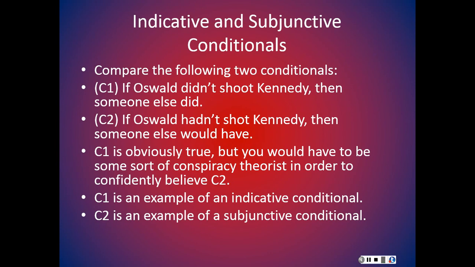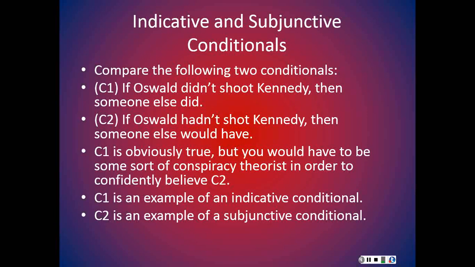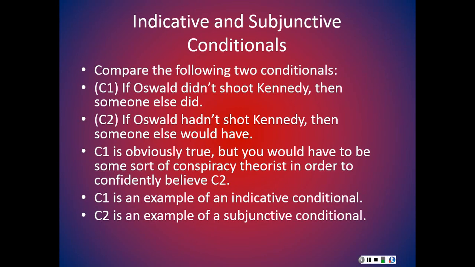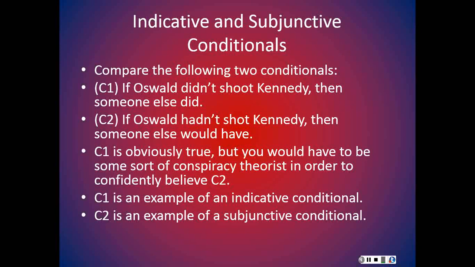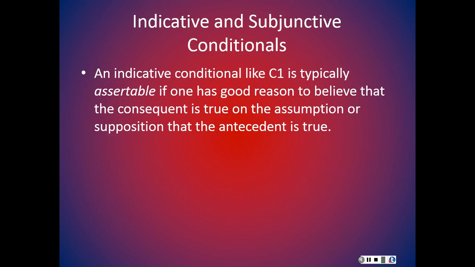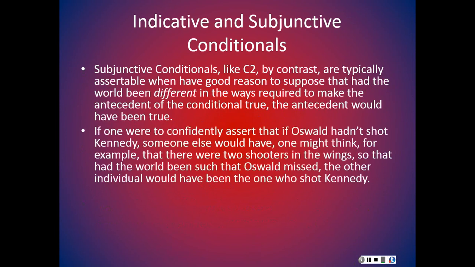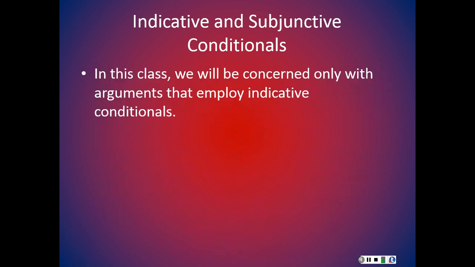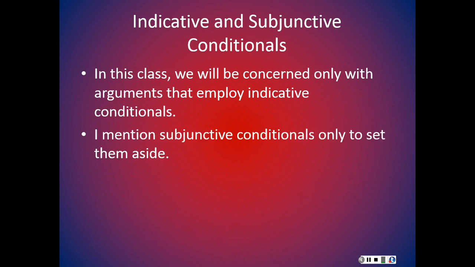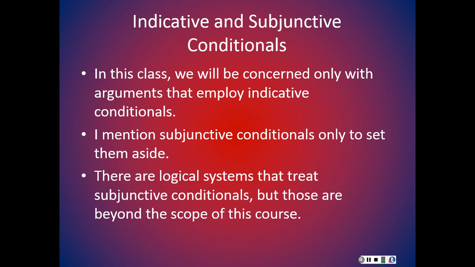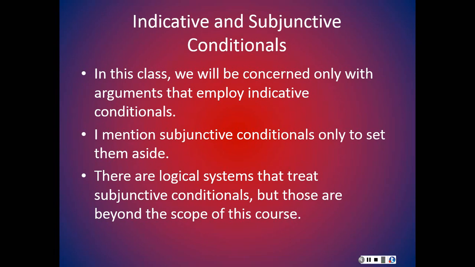For the second conditional, we might very well confidently believe that Oswald did shoot Kennedy, but in light of the facts we know, we consider what the world would have been like had things been minimally different enough so it turned out to be the case that Oswald hadn't shot Kennedy. And then we think about what would have been the case had things been different in that way. So that's the difference between indicative conditionals and subjunctive conditionals. In this class, we're only going to be concerned with arguments that employ indicative conditionals. I mentioned subjunctive conditionals only to set them aside. There are logical systems that treat subjunctive conditionals, but those are beyond the scope of this course.